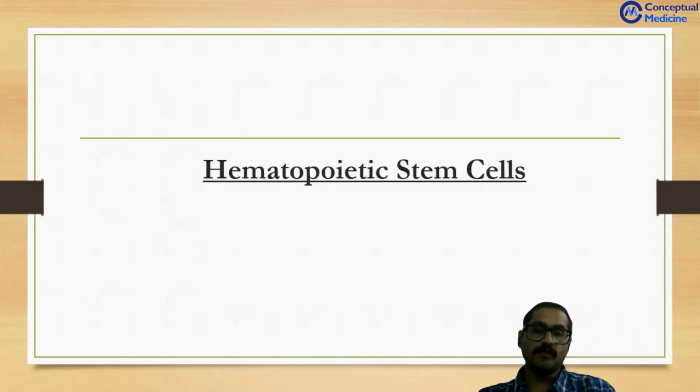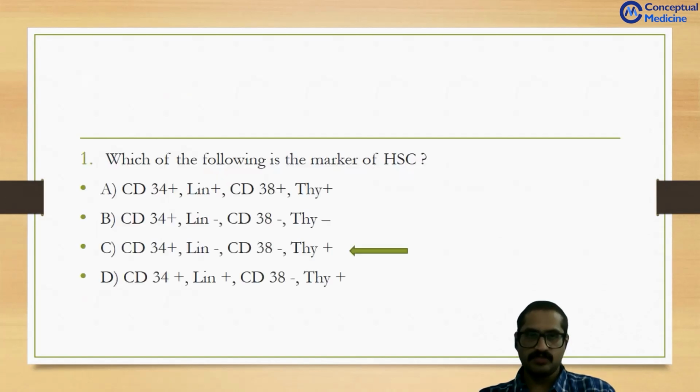So what are the important properties of a hematopoietic stem cell? The frequently asked question about this is, what is the stem cell marker? What are all the CD markers which are helpful in the hematopoietic stem cell lineage? This is the answer: CD34 positive, lineage negative, CD38 negative, and Thy1 positive. So just try to remember these markers.